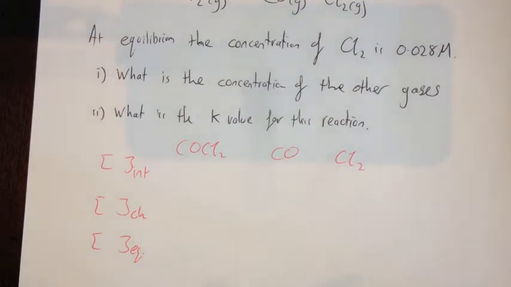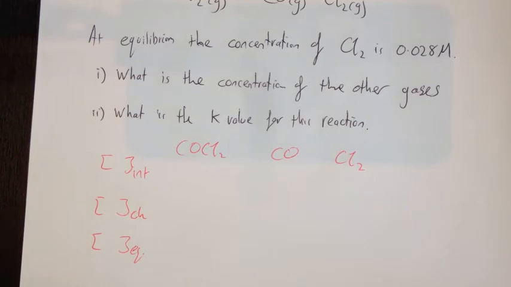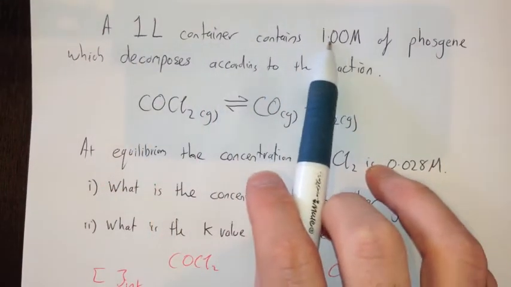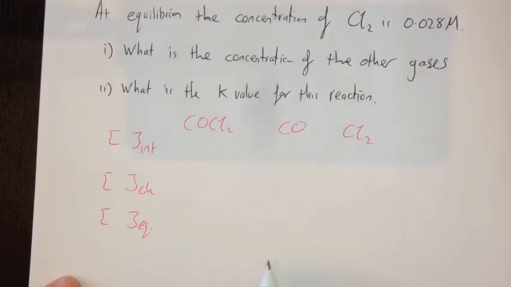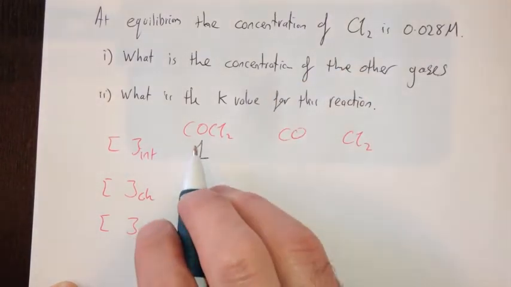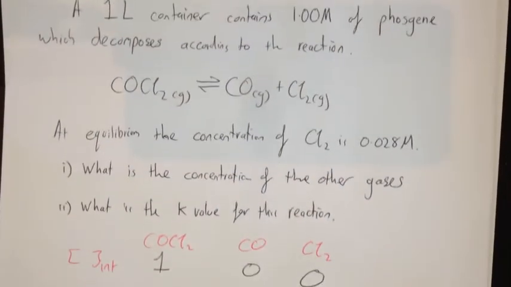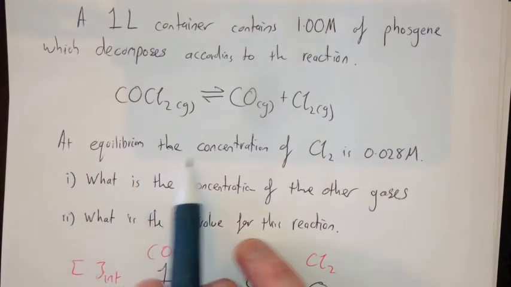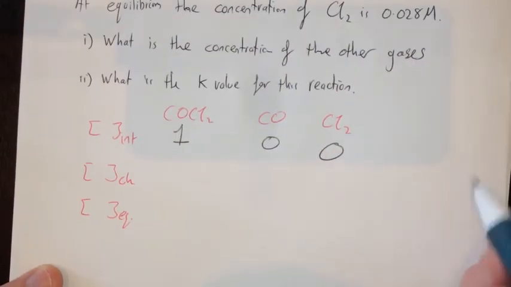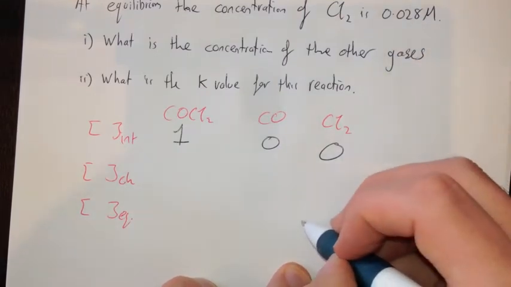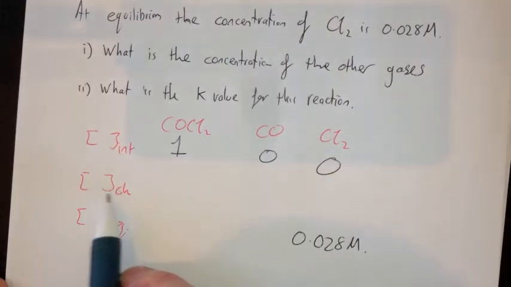So what we put in first of all is our initial concentrations of the things that are given. It says at the start, we have a 1 litre container containing 1 molar of phosgene. It doesn't contain anything else. So initially, we have 1 molar of phosgene and 0 of the others. It also says that at equilibrium, the concentration of chlorine gas is 0.028 molar. So therefore at equilibrium, chlorine is 0.028 molar.